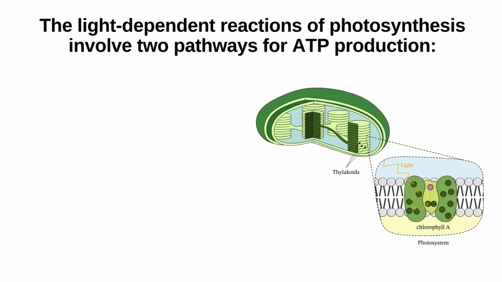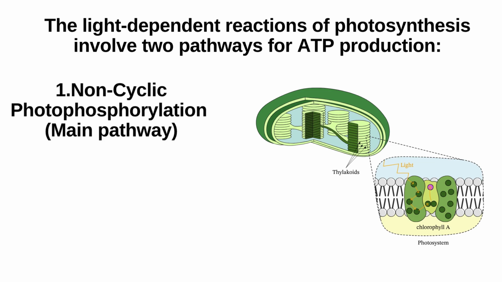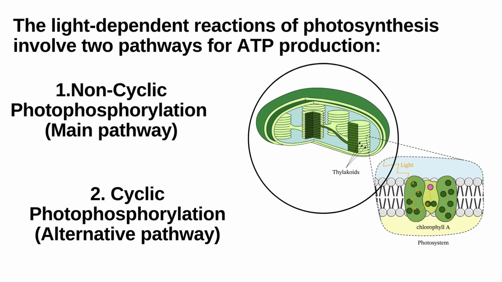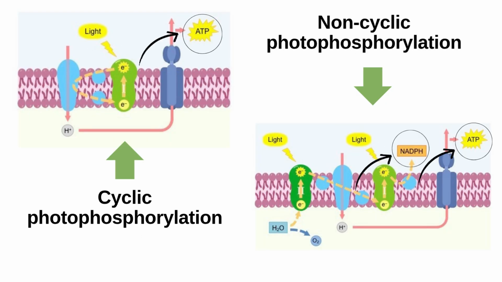The light-dependent reactions of photosynthesis involve two pathways for ATP production: non-cyclic photophosphorylation and cyclic photophosphorylation. These pathways both occur in the thylakoid membrane of the chloroplast and involve electron transport chains. However, they differ in their electron flow and products.